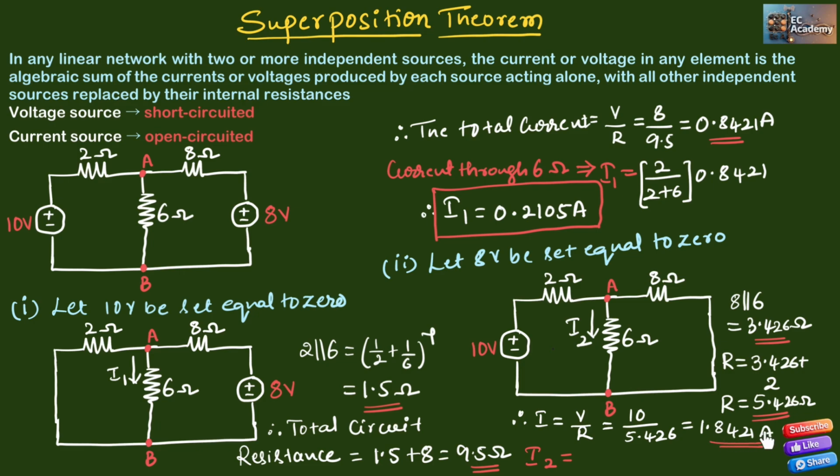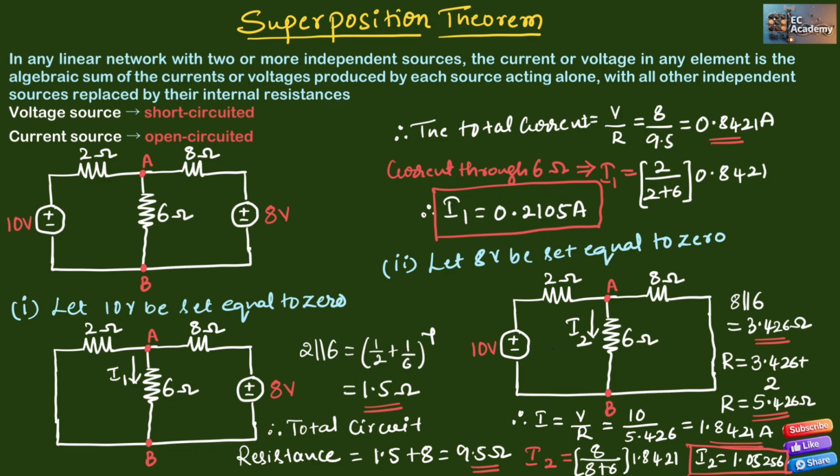To find I2, we take the resistance in the other branch divided by the sum of the resistances, multiplied by the source current. So I2 will be equal to 8 divided by 8 plus 6 multiplied by 1.8421. Therefore, I2 will be equal to 1.05256 amperes. So this is the value of I2 and this is the value of I1.